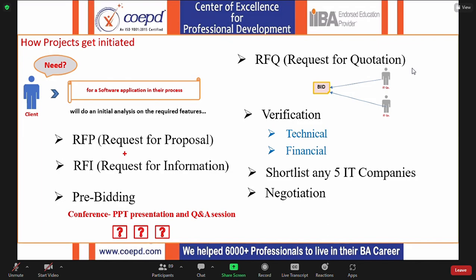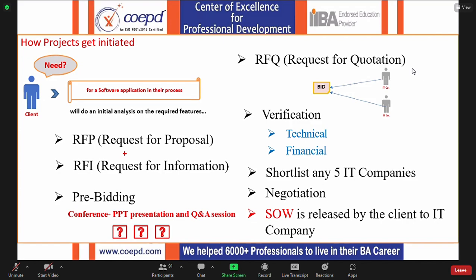They're going to verify all. Finally, one of the companies will be awarded the statement of work. Once the statement of work is released to the IT company, it means that the IT company has got a project. This is how it's going to happen.